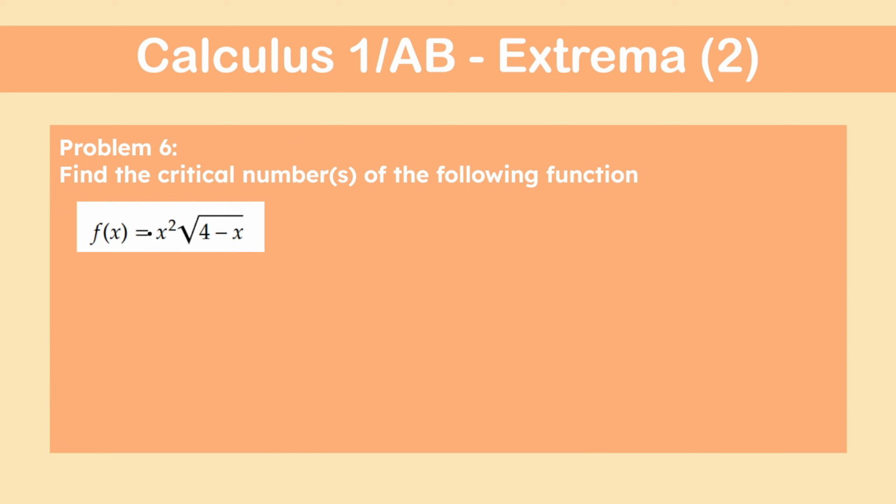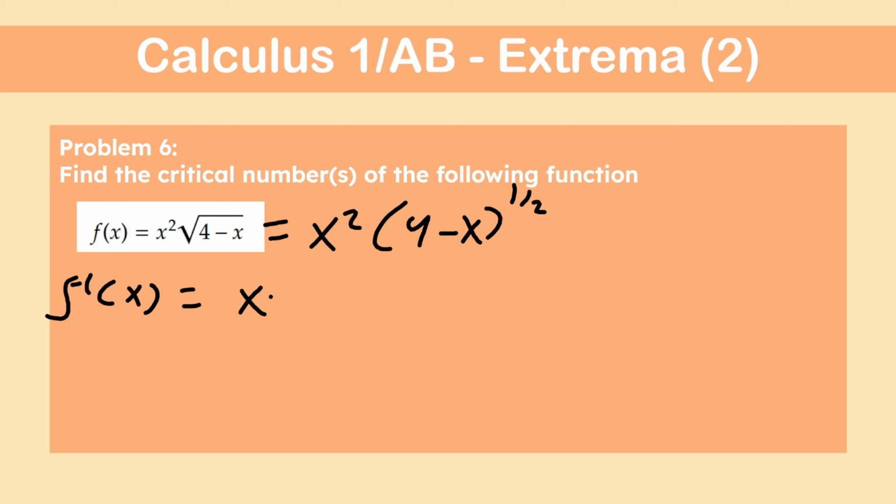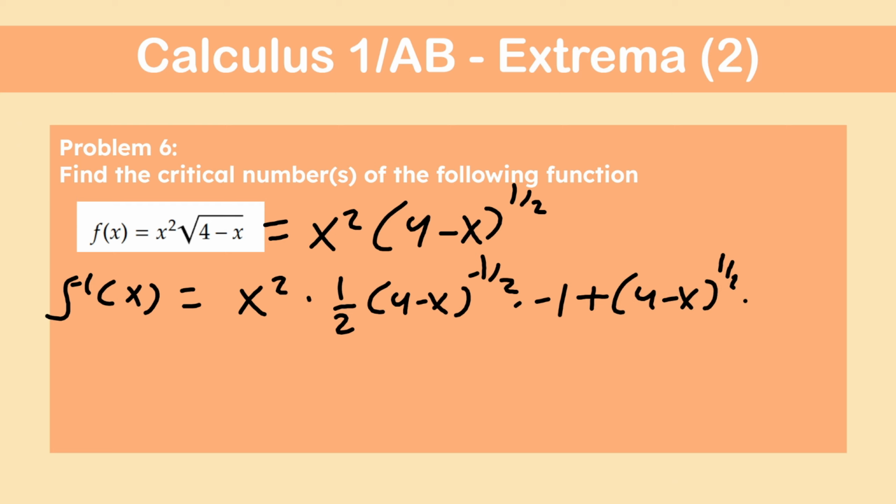Okay, so now we have this problem that says f of x is equal to x squared multiplied by the square root of 4 minus x, which is the same thing as x squared multiplied by (4 minus x) to the power of 1/2. We're going to differentiate using the product rule. So I'm going to keep the first term the same, differentiate the second term using the power rule, and then we multiply by -1 because of the chain rule. And then we add on the second term, which is (4 minus x) to the power of 1/2, multiplied by the derivative of x squared, which is just 2x.